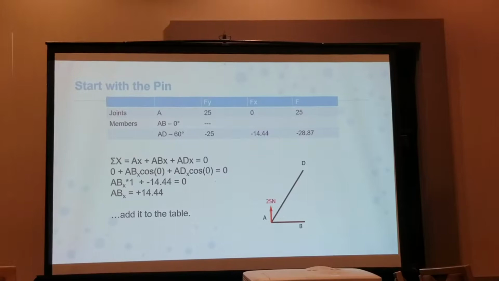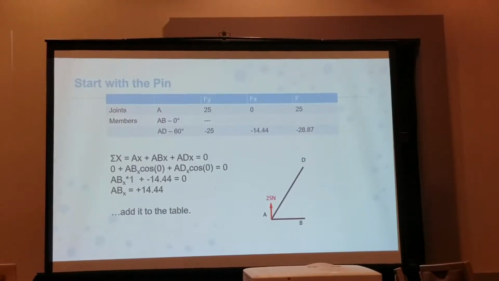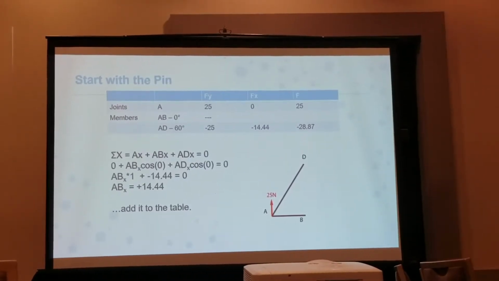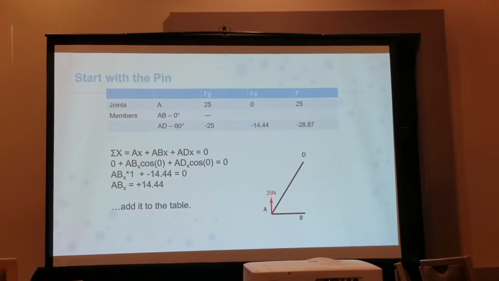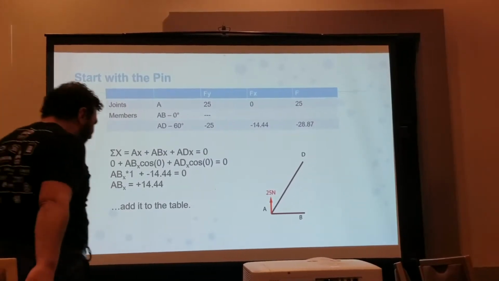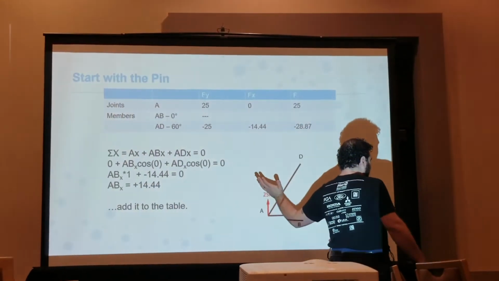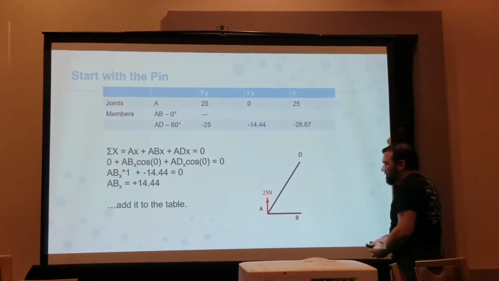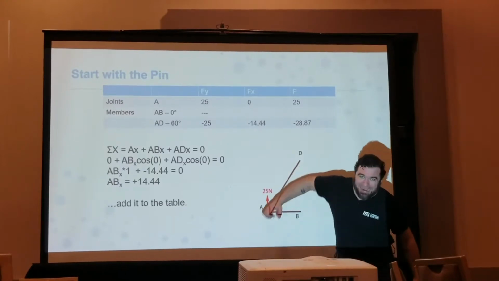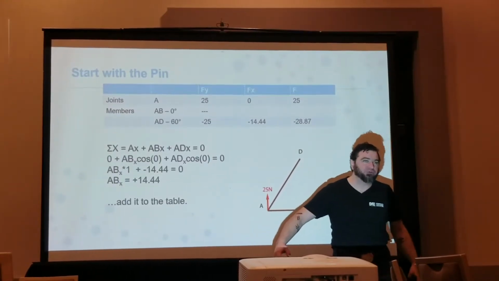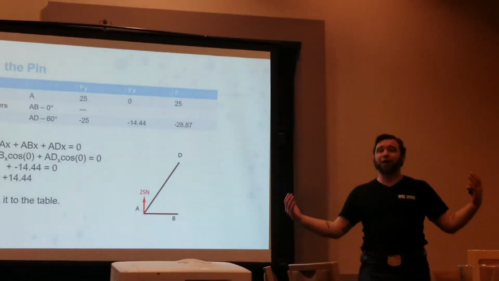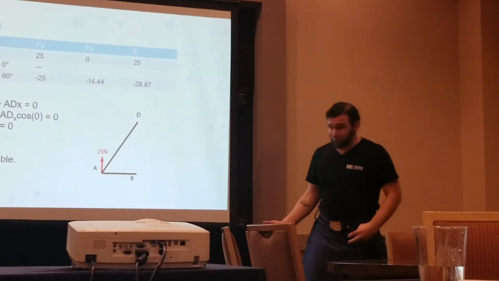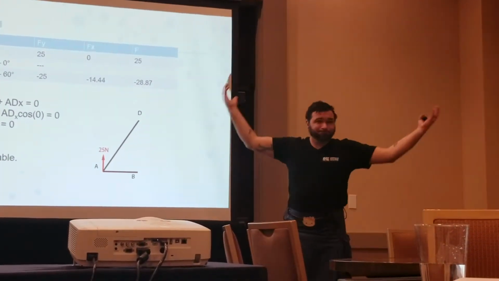But we can think about what's happening here. F sub y, negative 25. This makes a lot of sense. If this joint is pushing upward with 25 newtons of force, then there needs to be something pushing downward with 25 newtons of force. Otherwise, what's going to happen? It's going to move. Right. It's going to accelerate upward.